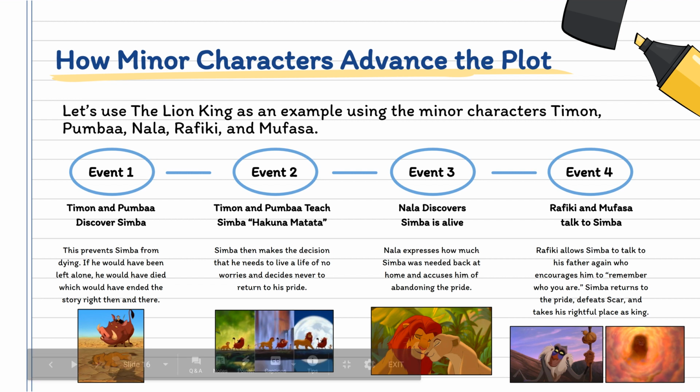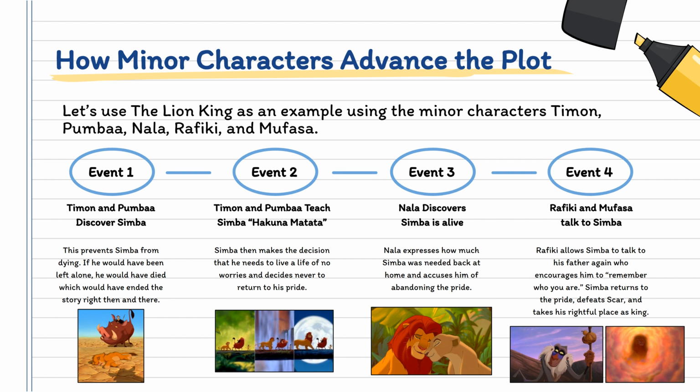So we're going to use Lion King, which is a pretty common story, and we're going to look at the minor characters Timon, Pumbaa, Nala, Rafiki, and Mufasa. So there's 4 events here. Now the first event is when Timon and Pumbaa discover Simba. So Simba is there, after his dad has been murdered, and he gets discovered by Timon and Pumbaa. Now, this prevents Simba from dying. If he would have been left alone, he would have died, and right then and there, the story would have ended. But because he was discovered by these minor characters, it moves the plot forward.